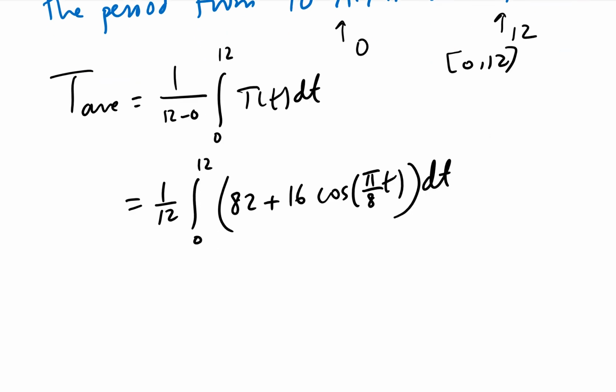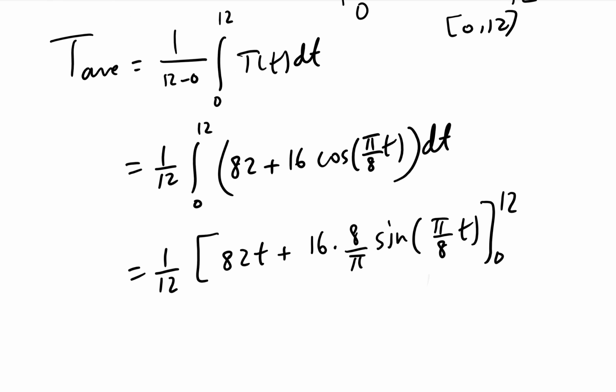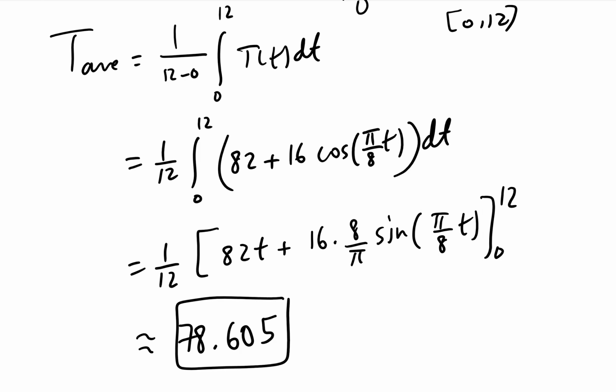And then all we have to do is integrate this. That's 82t, and I'm sure everyone can integrate this. You multiply by 8 over pi sine pi over 8t, from 0 to 12. And after you do the substitution, I got about 78.605. So that would be the average temperature over that period.